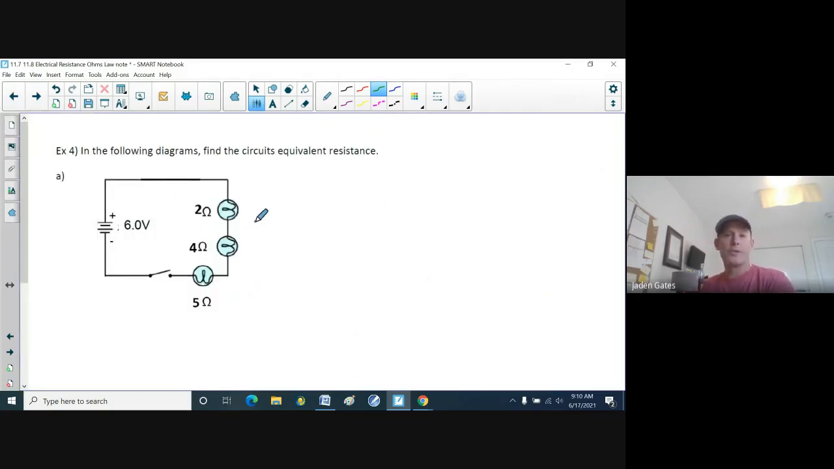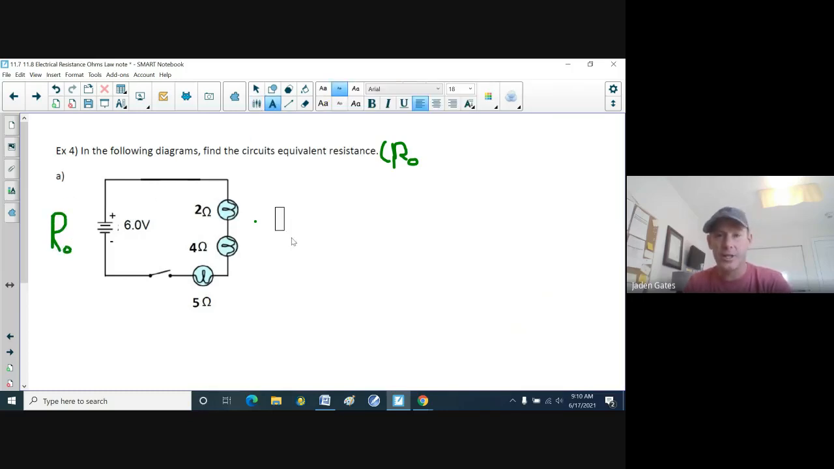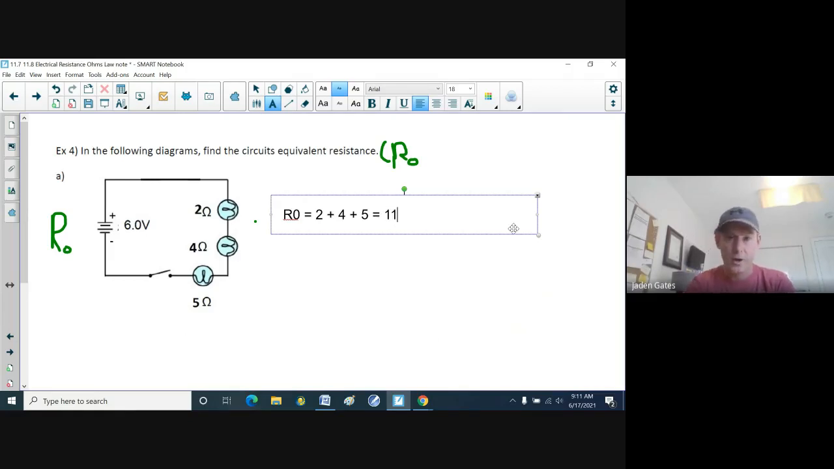Now, in the following diagrams, find the circuit's equivalent resistance, which is a nice way of saying R0. Well, again, we have 3 resistors here, 5 ohms, 4 ohms, 2 ohms. And if I wanted to find R0, because it is in series, this is the easiest one, we just add them up. 2 plus 4 plus 5, and we have 6, 11 ohms. I can write it, for that funny horseshoe. There we go. Ohms. Now, that is again in series.